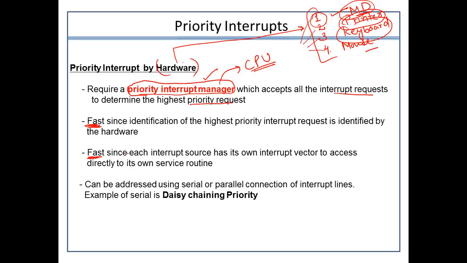It is also fast, since each interrupt source has its own interrupt vector. If this device, let's suppose, has sent the request, we will have its vector address. We need not define a central place where all the subroutines or branching conditions are handled, as we do in software. Every device has its own vector address. That vector address depicts where within the memory we need to go in order to service this interrupt. Everything is defined within the device itself.